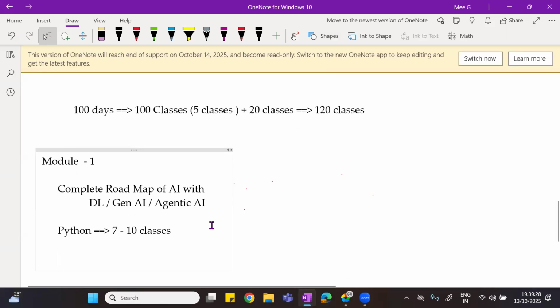Now, you may get a doubt that in 6 to 8 classes, or 7 to 10 classes, we will be done with Python. No, we will not be done with the entire Python. But whatever Python is required to start with AI, you will be done with that, for sure. I can't say we will implement the entire course in AI, but to start with AI, you will have what is required.